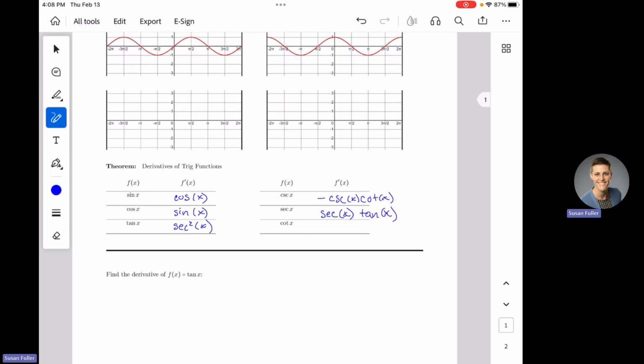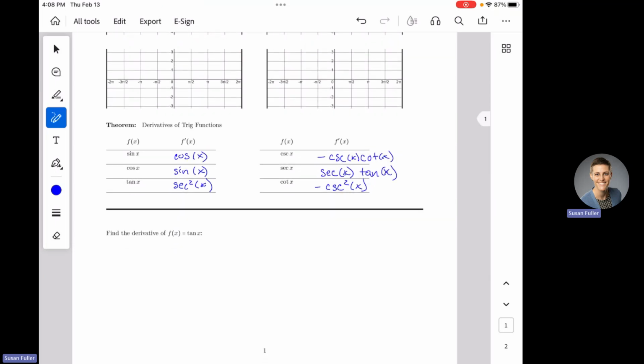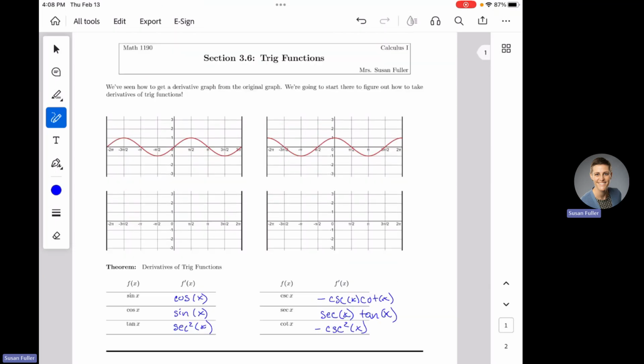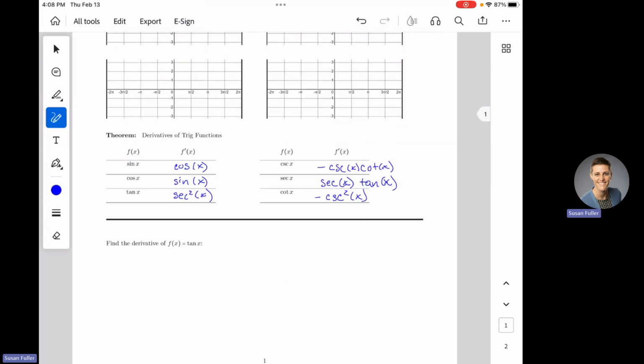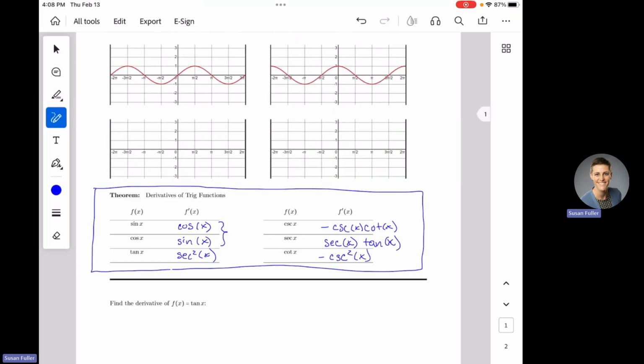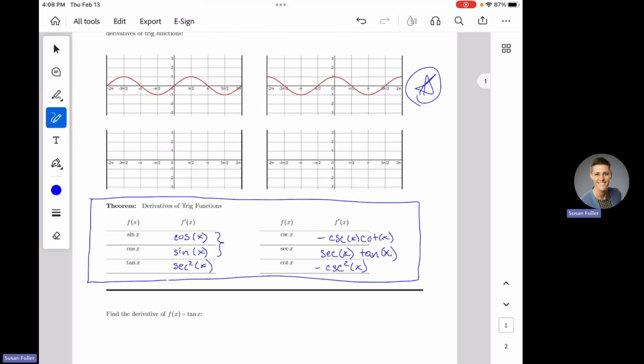And cotangent is negative cosecant squared of x. Okay, all right. So in 3.6, we got our derivative of trig functions, and we figured out how to do this. I think these two are easiest to get graphically from our back pocket functions and knowing how slope graphs connect.